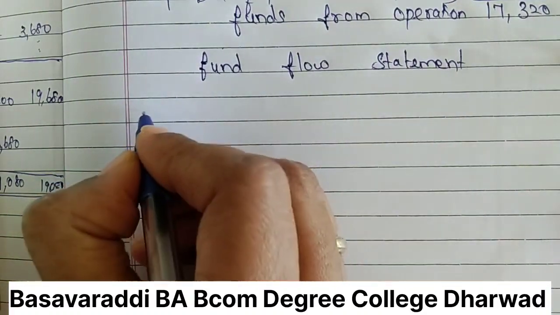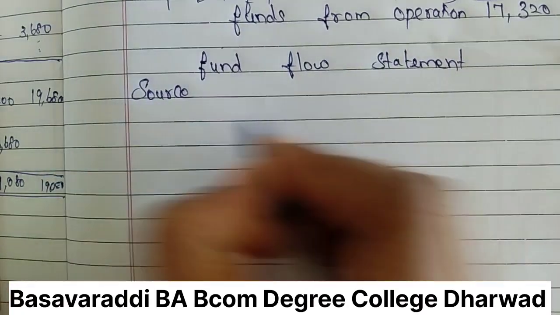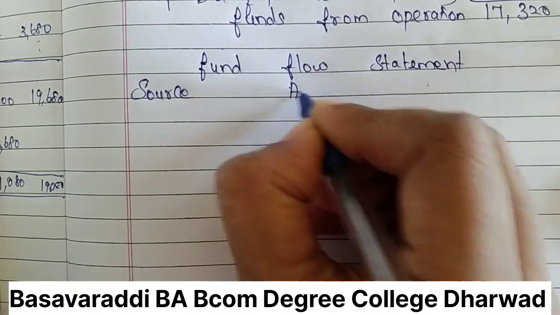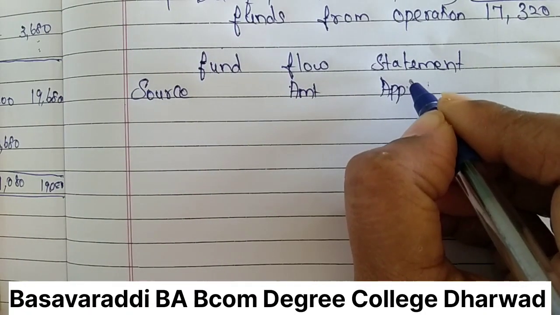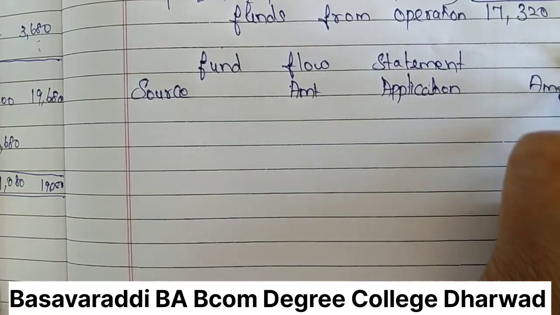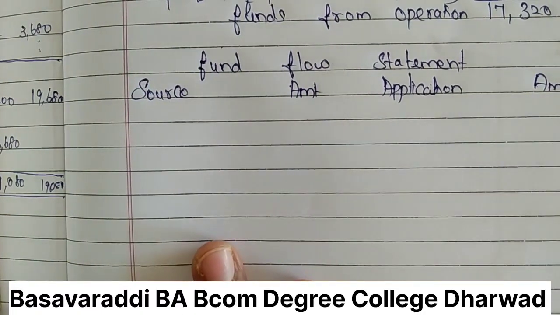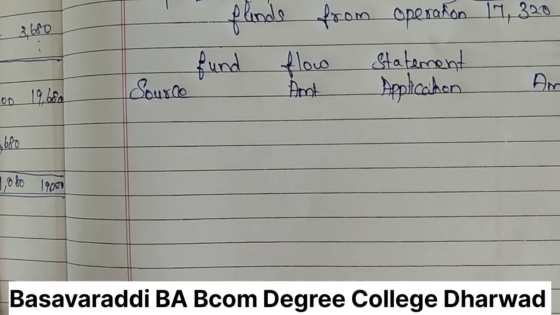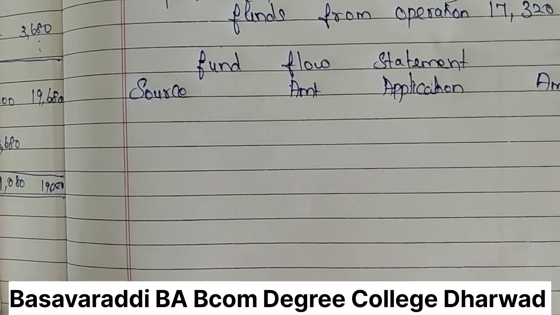So this is the format of the fund flow statement. First, on the left hand side, we have to write the source and amount; on the credit side, that is the right hand side, application and amount. Sources means whatever we issue, funds from operations, and sales; all those we consider as a source of the organization. You have to enter them in the source column.